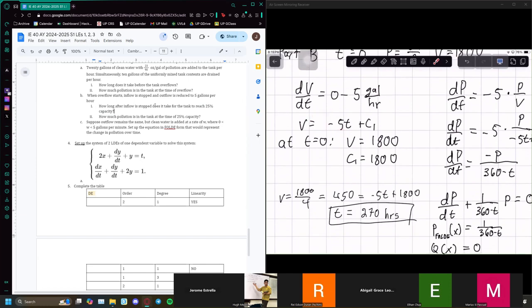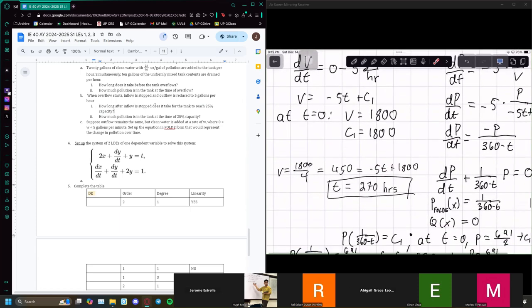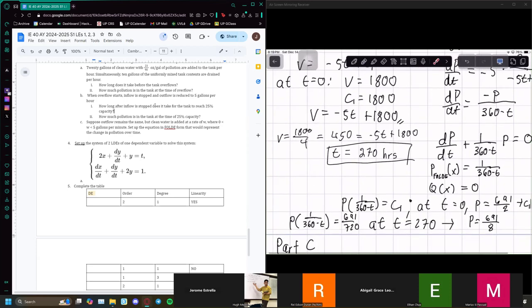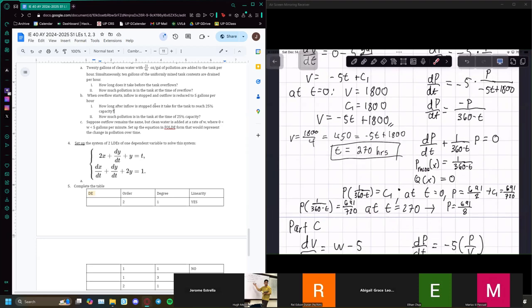You'll get the function of V as a function of t: V of t equals negative 5t plus 1,800. And then to find out when it reaches 25% capacity, which is just 1,800 over 4, you equate 1,800 over 4 to our function and solve for t, which you'll find will be 25% capacity after 270 hours of stopped inflow. And then again, that's the easy part.